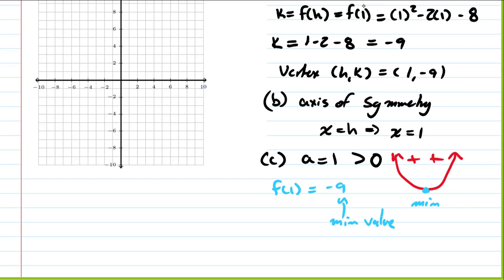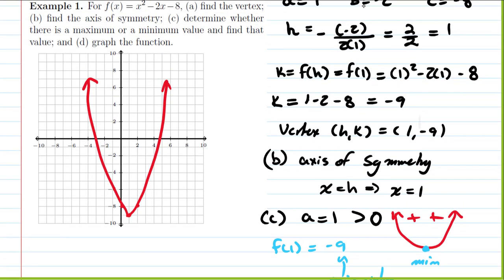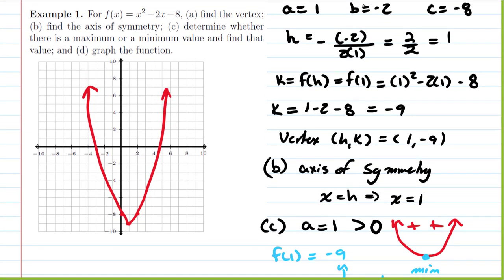So finally, we can then draw a graph. Our vertex is at 1, 9. Our a value is 1, so there's no stretching. So we go up 1 over 1, and we get a parabola that looks something like this. So the vertex formula allows us to find the vertex, and then the rest of the questions are really just about answering some questions about the vertex.